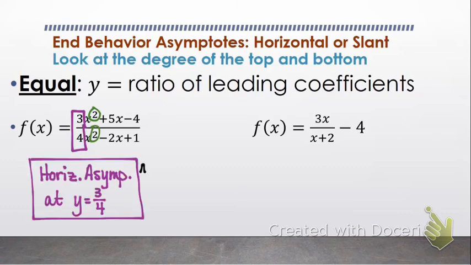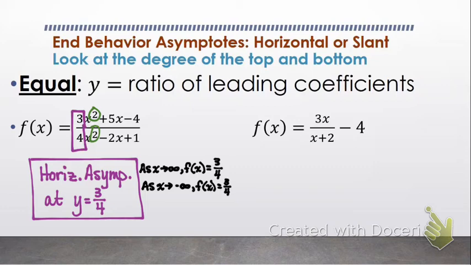So since I have a horizontal asymptote on both the left and the right, the end behavior, as x approaches infinity, my function f of x is going to approach that asymptote 3/4. And the same thing's going to happen on the left side. As x approaches negative infinity, my function f of x is going to approach that horizontal asymptote.